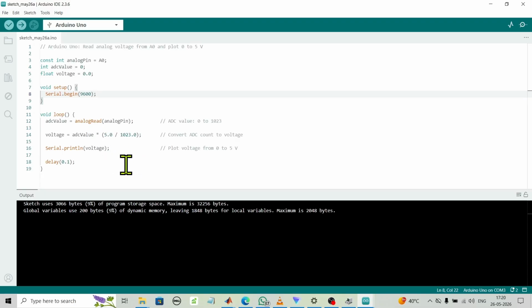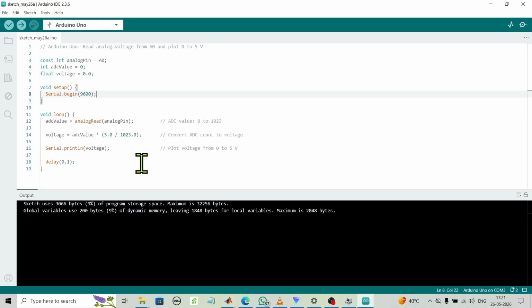Since the input signal is connected to A0, we have to select analog pin A0 as the input pin. In the code, A0 is assigned to the variable analog pin. Then inside the loop, I am using analogRead to read the signal applied at A0. This function reads the analog input and returns the corresponding ADC count for the voltage applied at the A0 pin.